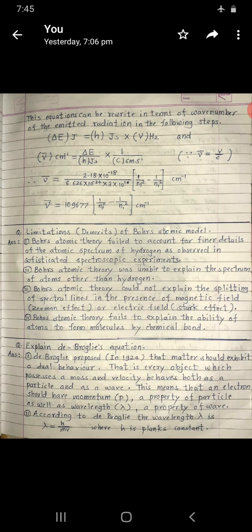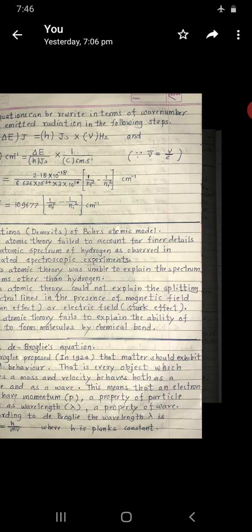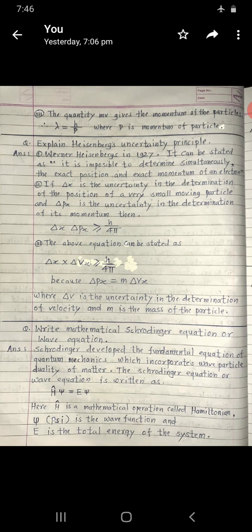This means that an electron should have momentum, indicated by p, a property of particles, as well as wavelength lambda, a property of waves. According to de Broglie, the wavelength lambda is given by lambda equals h upon mv, where h is Planck's constant. The quantity mv gives the momentum of the particle.